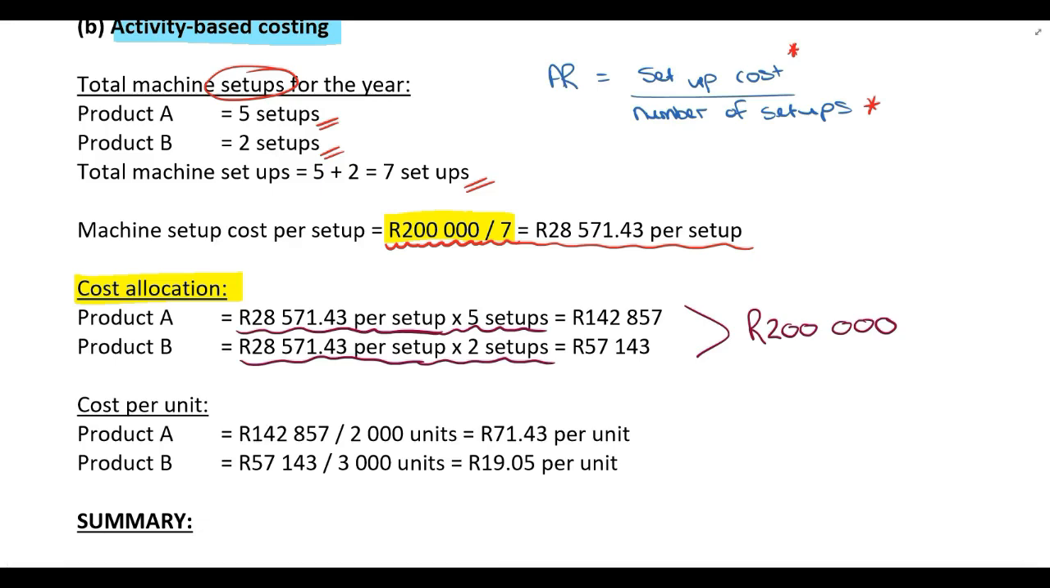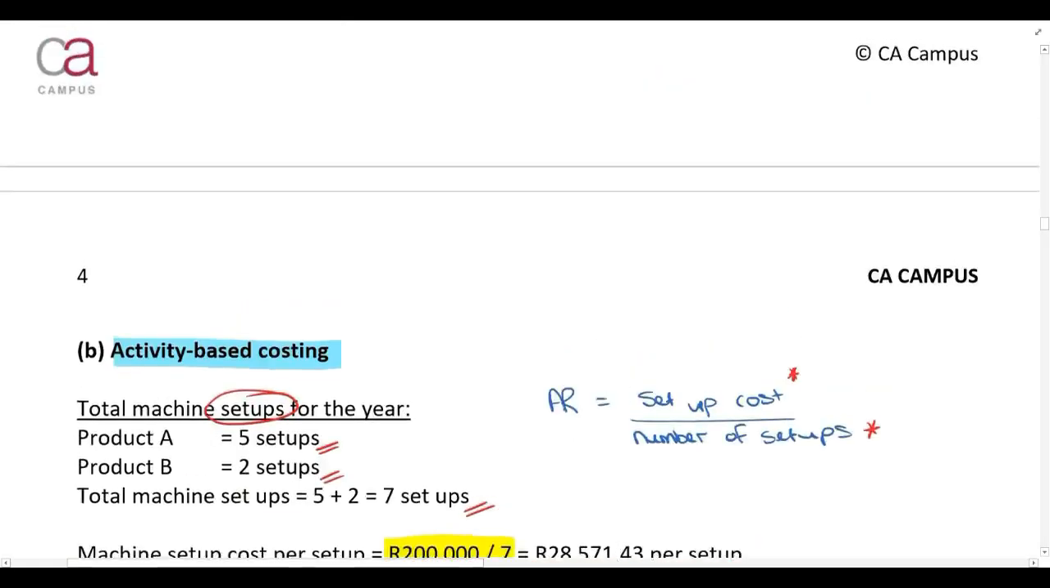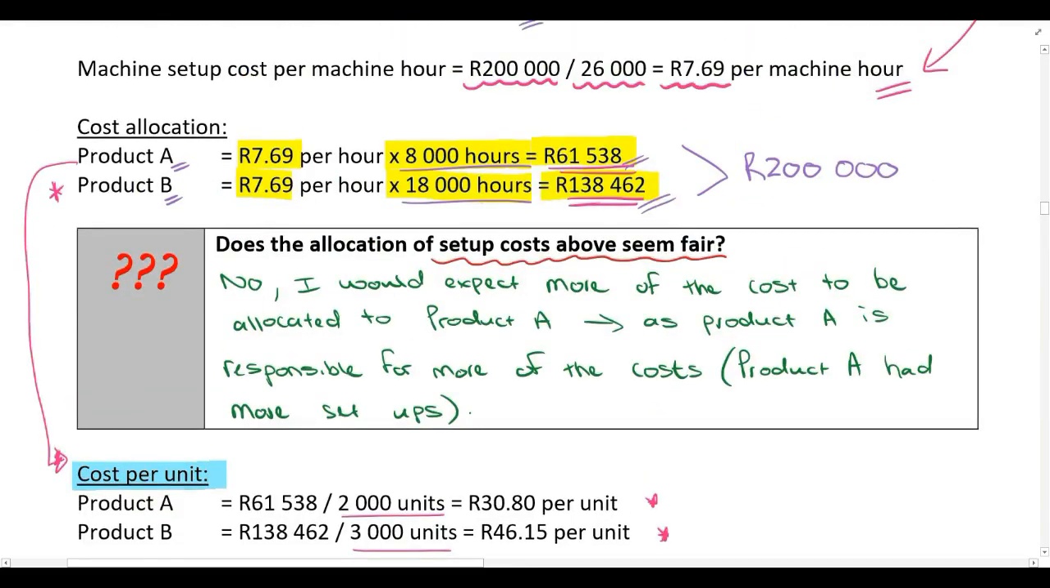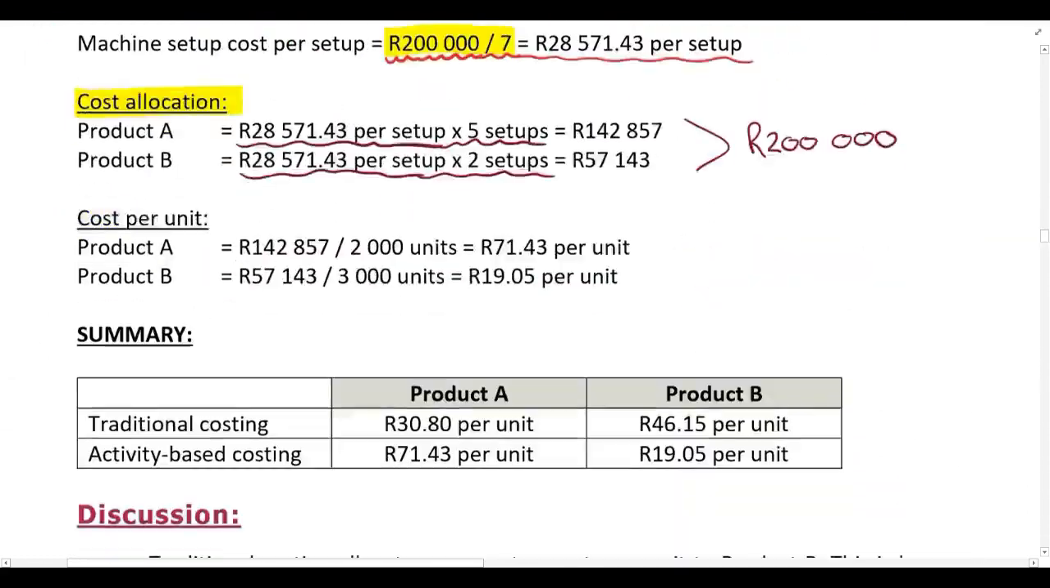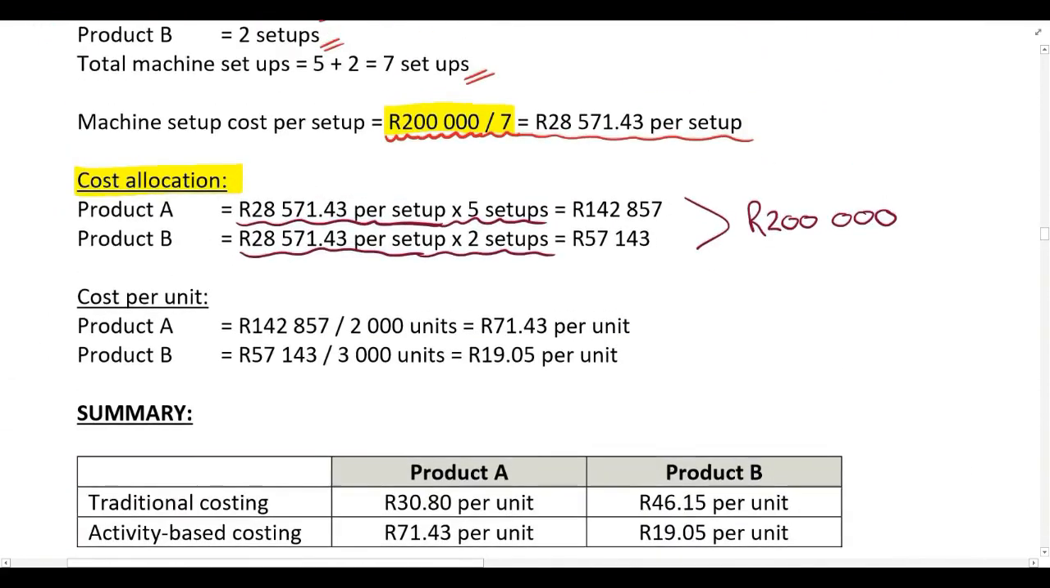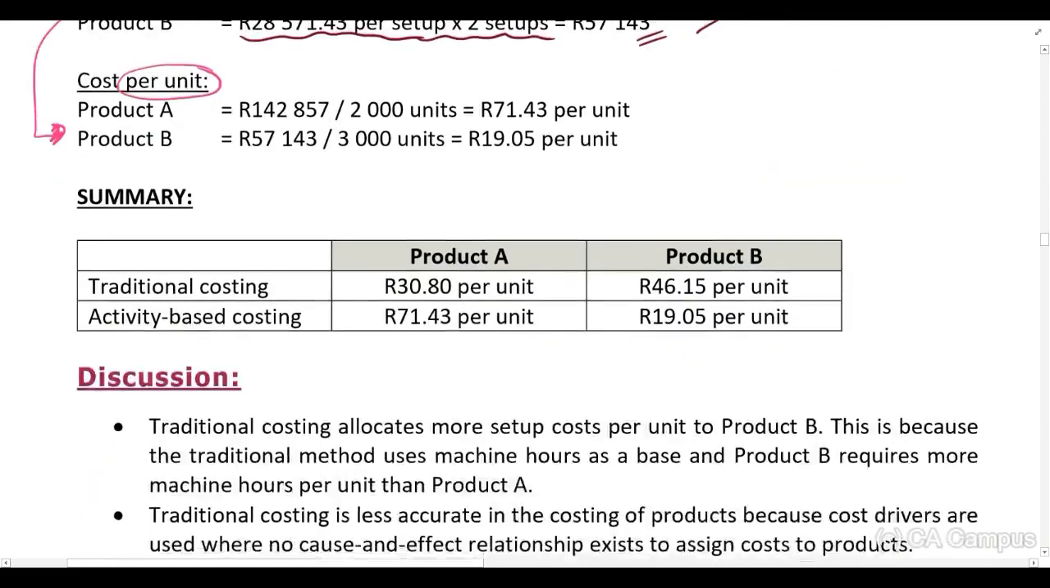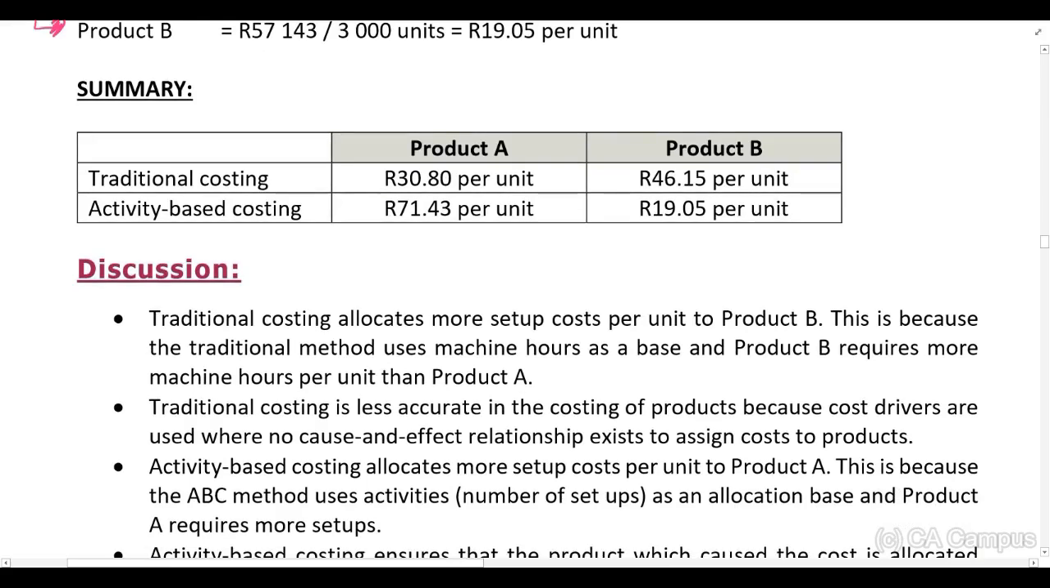But when we use traditional costing, we allocated more of the cost to product B because product B had more machine hours. But now you can see, because product A has more setups per annum, product A is being allocated more of the cost and product B is being allocated less of the cost. And then again, make sure you actually answer the required and get your cost per unit. And then once we have the unit costs, we can then discuss this in a lot more detail.